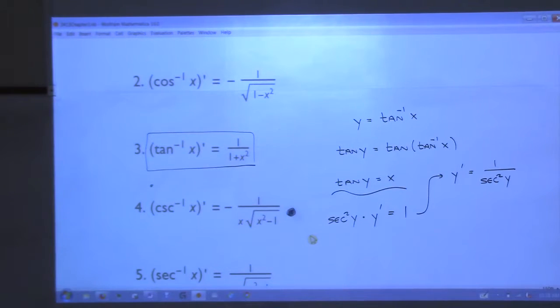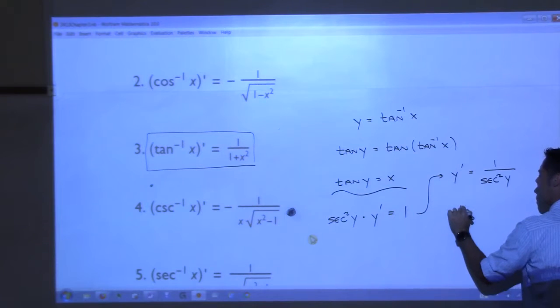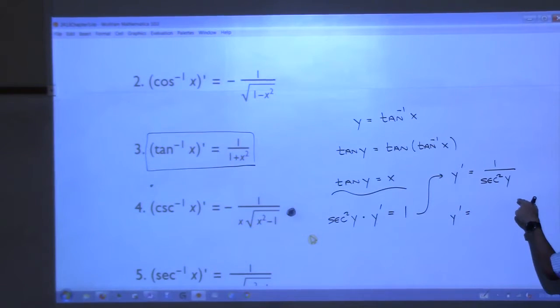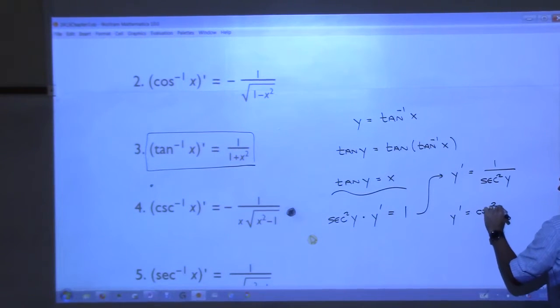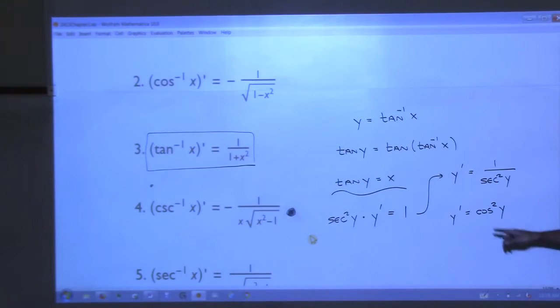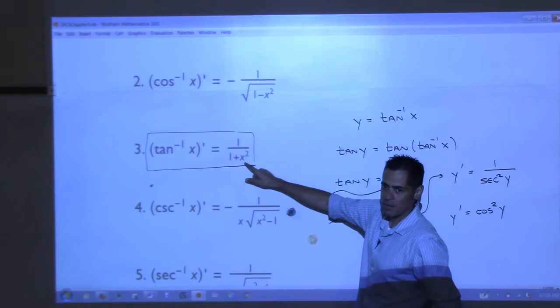Do you agree? Well, that doesn't really help. Y prime equals 1 over secant, which is really cosine, isn't it? So isn't this cosine squared y? So I've found what y prime is. The problem is y prime has y in it, not x. And I'm supposed to show you that it's equal to this, right?